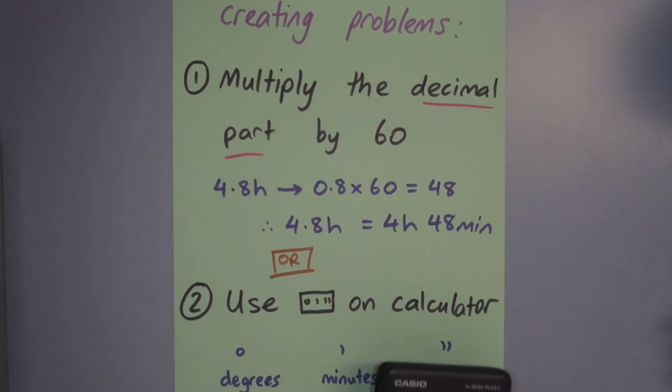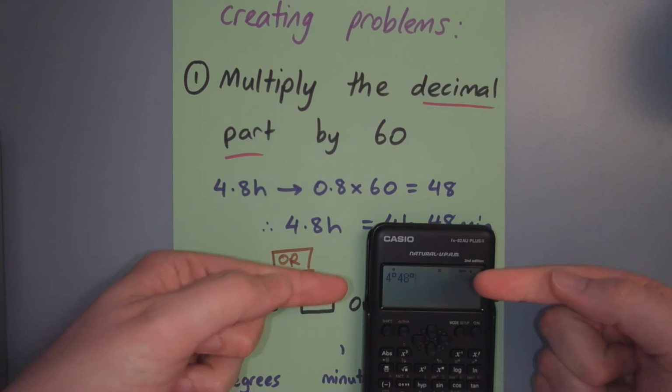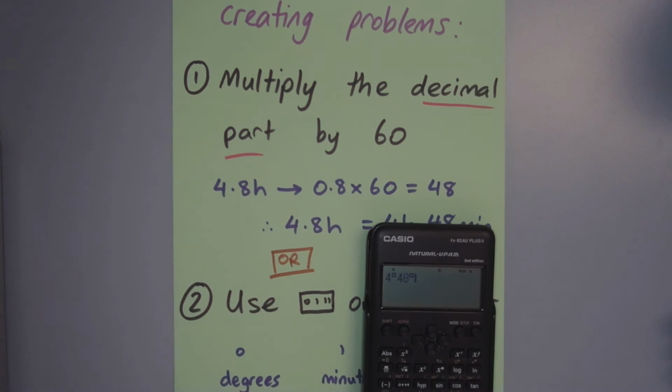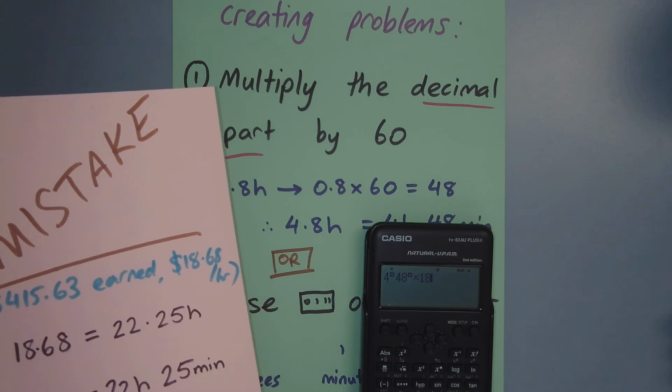Or actually, more to the point, I can now type in my times. If I needed 4 hours, 48 minutes, I can type it in as degrees and minutes into my calculator. Cool, that gives me that. I'll push the bubble button again, and it gives me 4.8. I can now use that 4.8 in my calculations. So, if I've got 4 hours and 48 minutes as a work shift, and I'm earning, what was that number from earlier? $18.68 per hour.